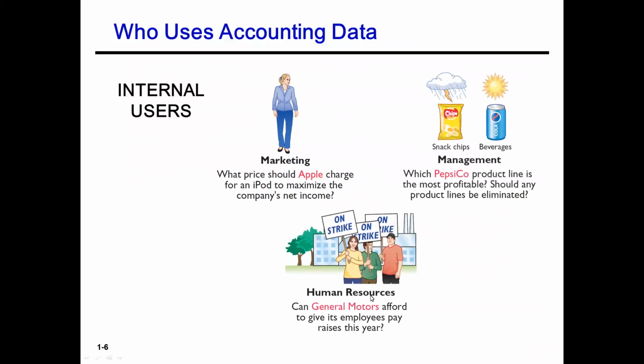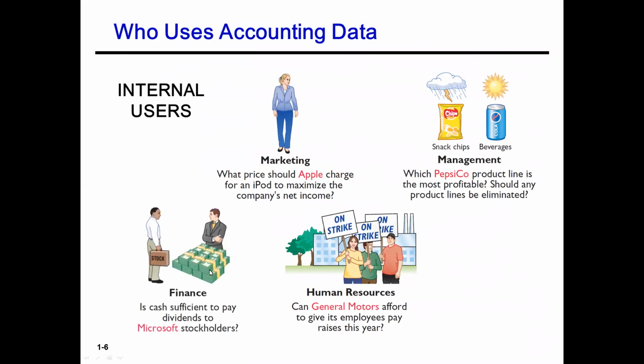The Human Resources Department needs accounting information with respect to cost of wages to determine whether or not the company can afford to pay a raise during the year. And then even in the finance department, they have to know if there's sufficient cash to reward shareholders by paying them a dividend. So all of these decisions you see here have to be performed using information from the accounting system.